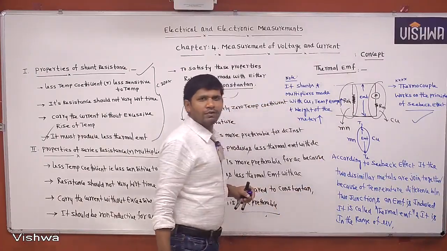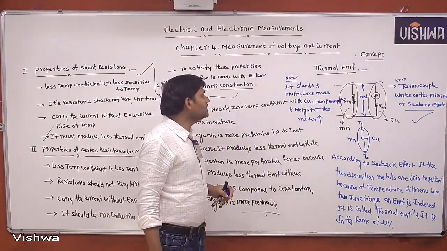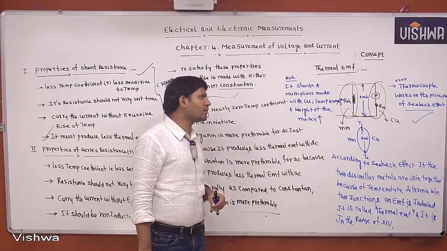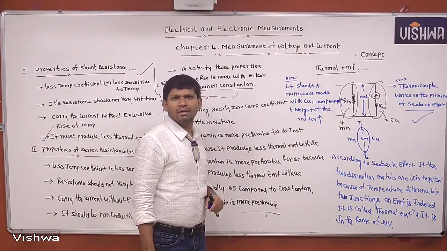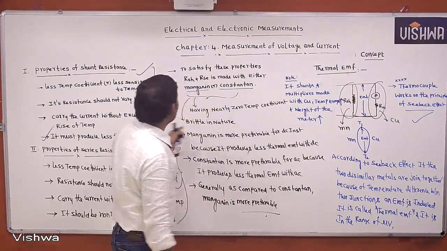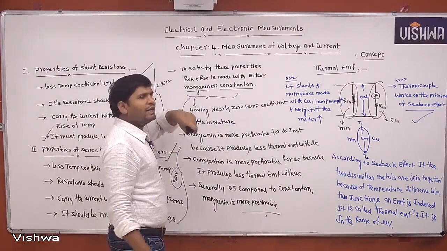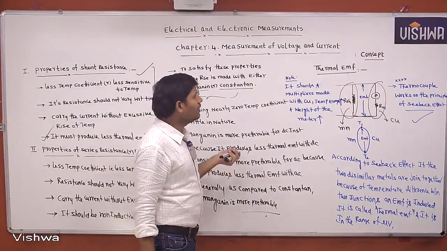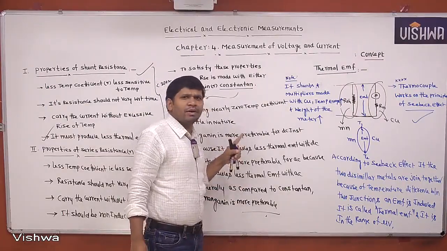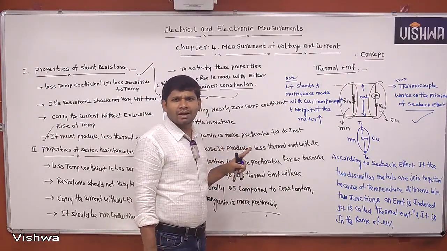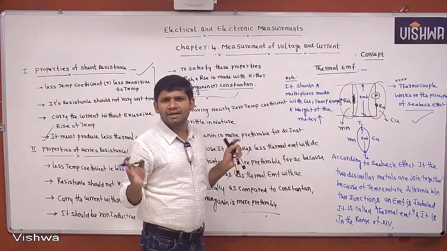Hence, we never make shunt and series resistances with copper. We can use either manganin or constantan only. If you use copper material, these properties will not be satisfied, and then it gives more errors. That's why shunt and series multipliers must be made with either manganin or constantan. But generally manganin is more preferable.